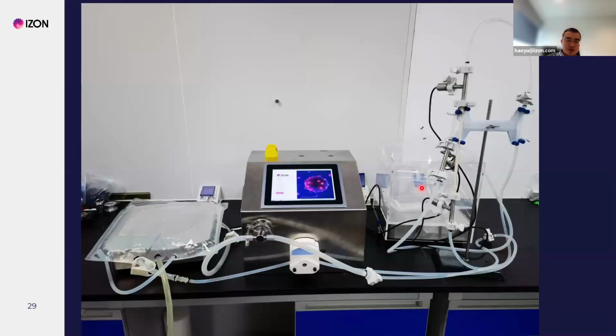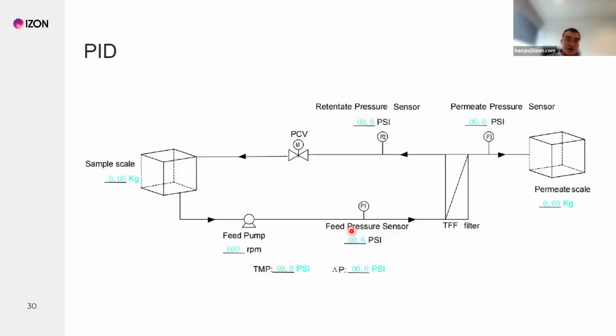Now that is actually what it looks like. Here, this is a hollow fiber, usually we use 100 kilodalton and 300 kilodalton. The hollow fiber can be used together with the TFF system to concentrate the cell culture media. That is how it works.